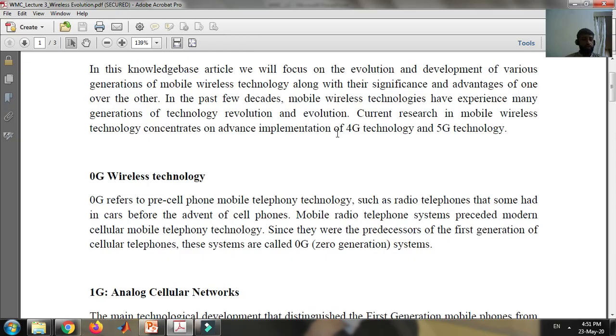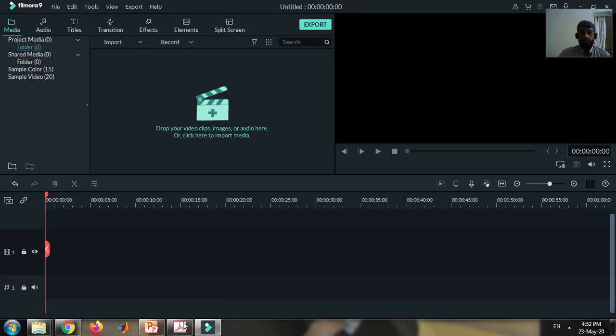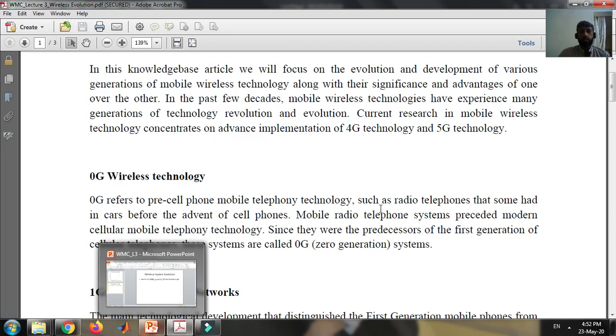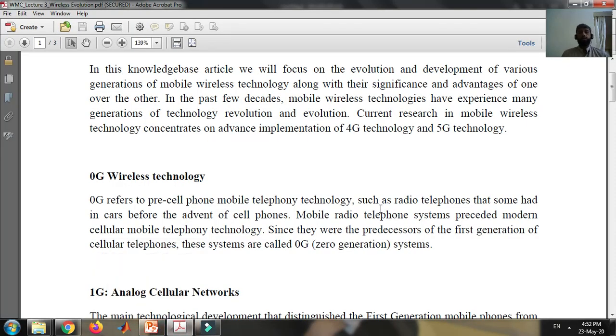This technology evolved from 0G up to 5G over a span of around half a century, and we are still in the development phase. Currently there is a tremendous amount of research work going on throughout the world in further enhancing all those technologies which are useful for having such integrated services at different points. So I think this is enough for today's lecture.